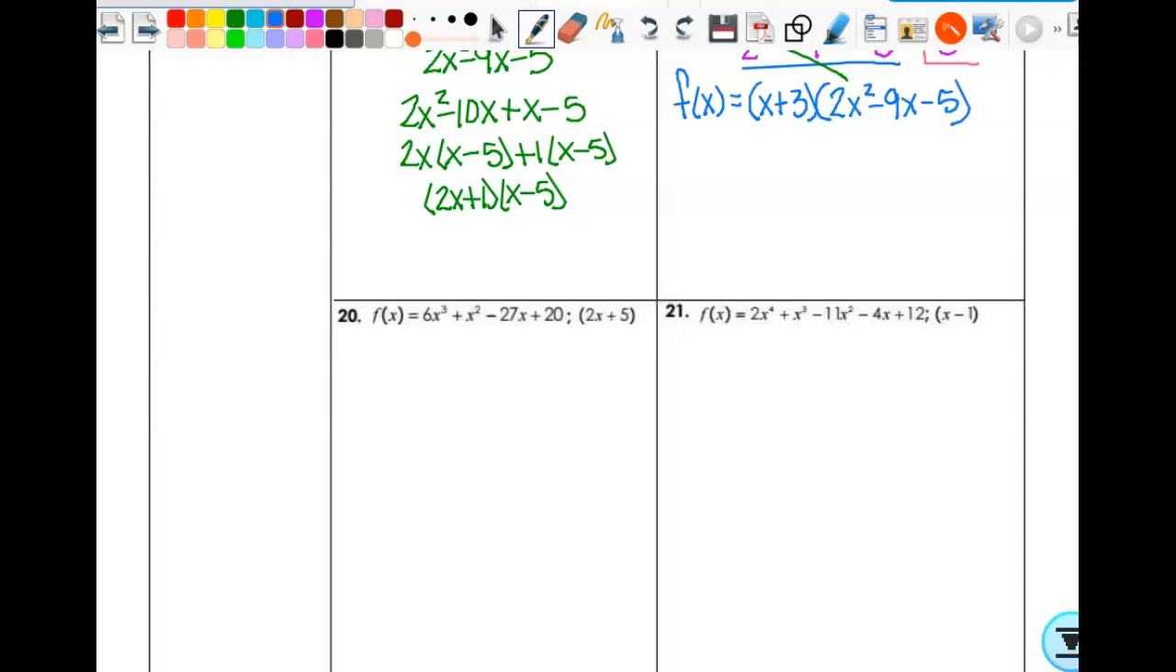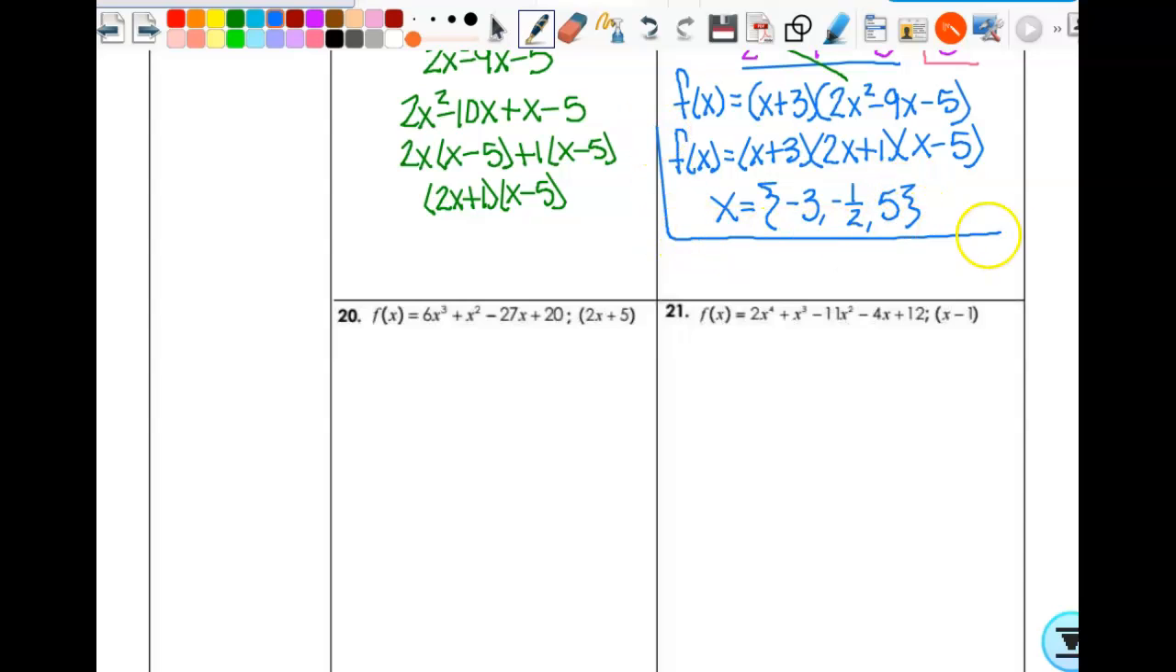Okay, so once it is factored, we have f of x is equal to x plus 3 times 2x plus 1 times x minus 5. Okay, got to be able to factor quickly and accurately because it's just a small part of everything else we're doing. Now that I have these, I'm also supposed to find my zeros. What's my smallest one? Negative 3, then negative 1 half, then 5. And those are your answers. Okay.